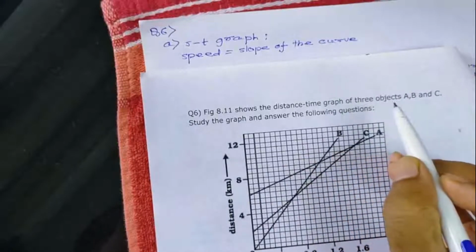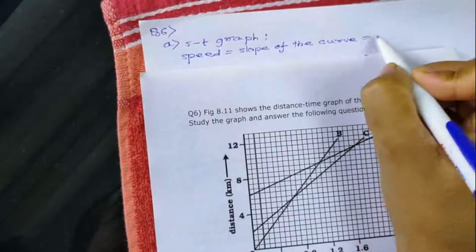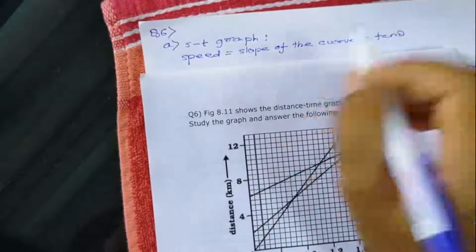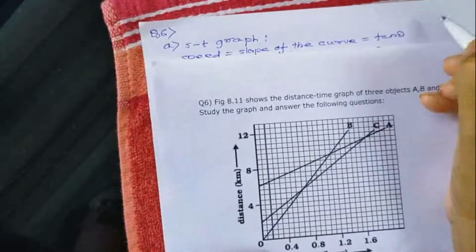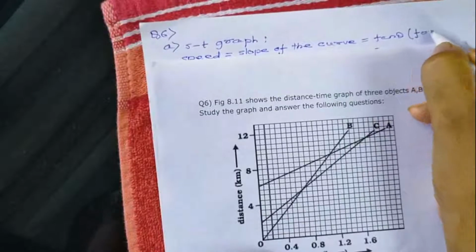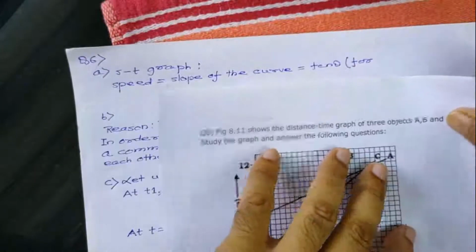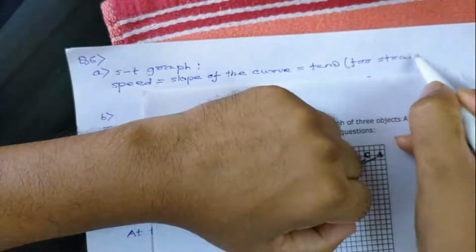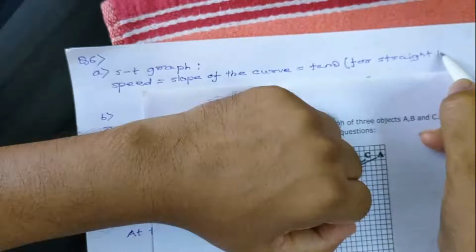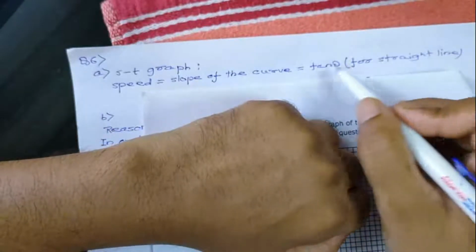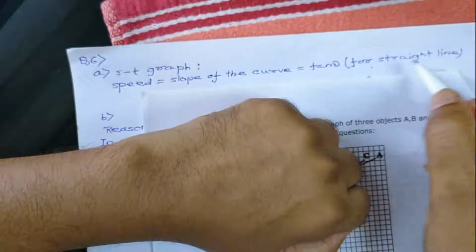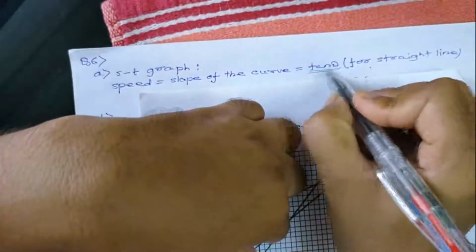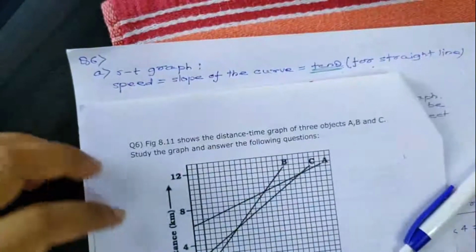Knowing the slope of a straight line is a very simple job. It is just tan theta. Let me write it for you. For a straight line graph, what is the slope? What is the speed? It is the slope of the straight line, which is nothing but tan theta.